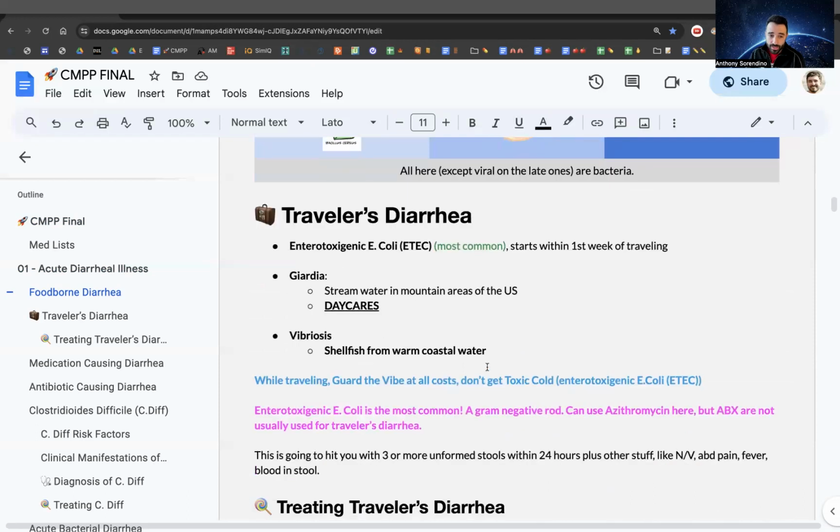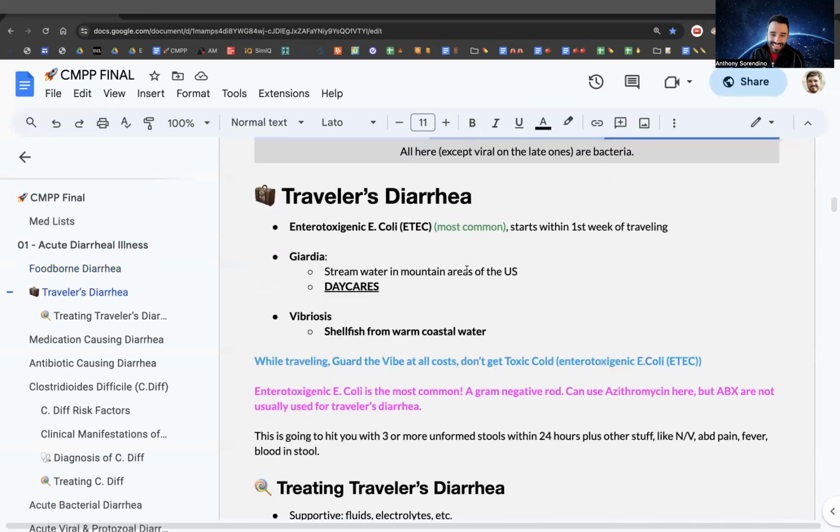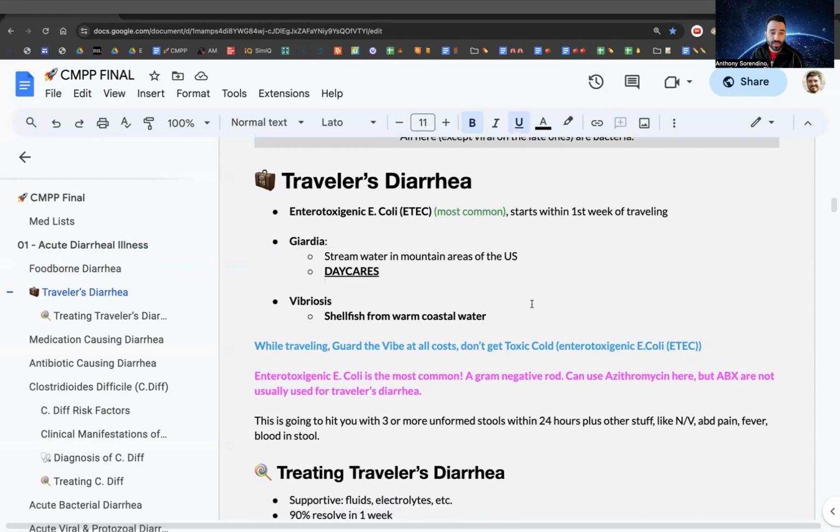Okay. You can also get diarrhea from traveling. So E. coli is going to be the most common, specifically enterotoxigenic E. coli. It's going to start within the first week of traveling. You can also get Giardia, especially from stream water in mountain areas of the US. Also, daycares is a big one for that. And then this vibriosis, so, shellfish from warm coastal water.